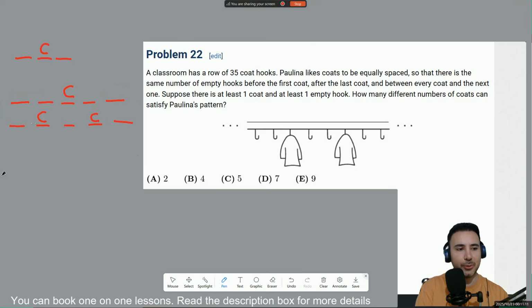Okay, let's do a little bit more. What if it's just 7: 1, 2, 3, 4, 5, 6, 7? Of course, as you see, this always works. 3 to the left, 3 to the right. Now, what if I put C here and here and here? How about that?